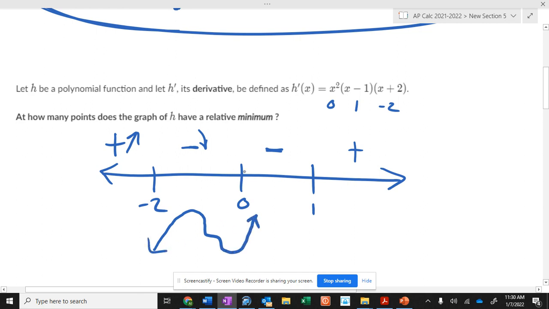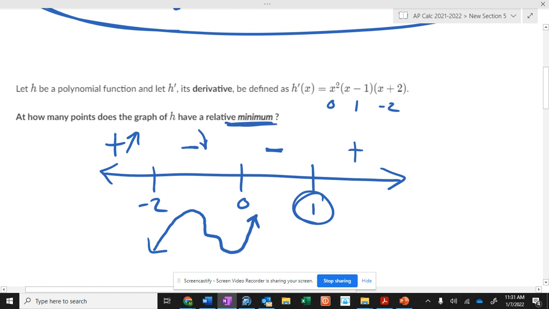Okay, so 0 is not a minimum or a maximum. It's just a turning point, you could say. So where is our minimum going to be located? Not in between 0 and 1, right at 1, because 1 is where it changes from going negative to going positive.